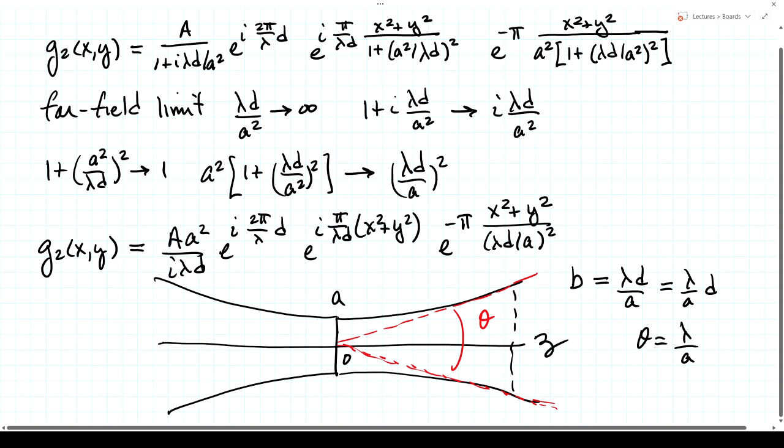Right. And so in general, this curve would exactly be b equals a times the square root of 1 plus lambda d over a squared. That would be the exact expression, and it would have this limiting case. For small z, small d, it would essentially just be a, and as you get very far away, it goes to this limit here.